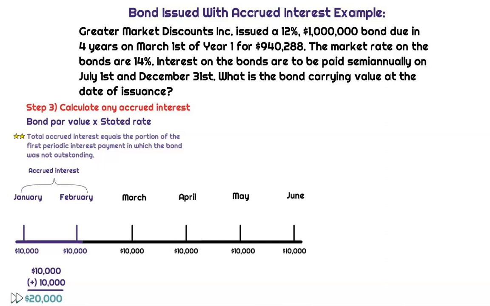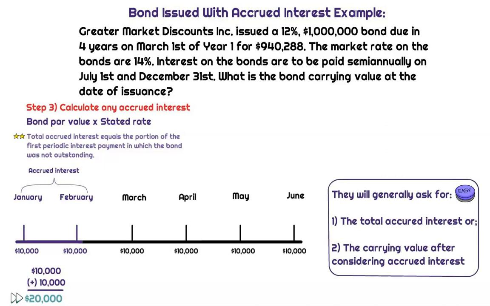So the bond was issued on March 1st. So the accrued portion, the portion that this was not owned, was for January and February. So that is 2 of the 6 months that the $60,000 is being paid for. In other words, that's $10,000 per month that this is being accrued. So for January and February, this is the portion of the first payment in which the bond was not actually owned. So that's going to be $10,000 for January and $10,000 for February. $20,000 represents our accrued interest.